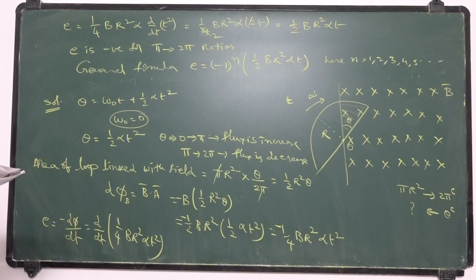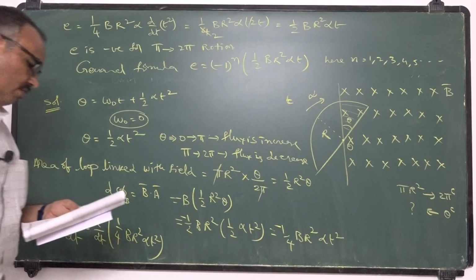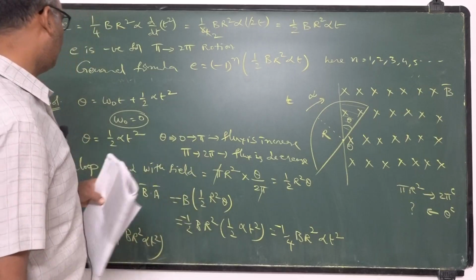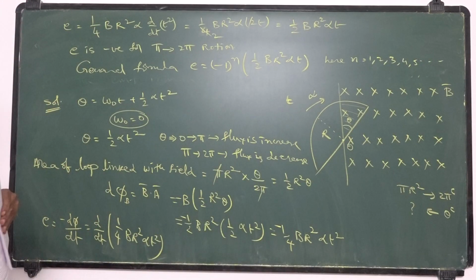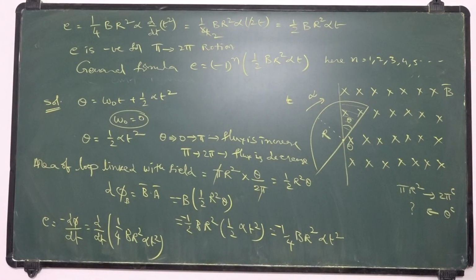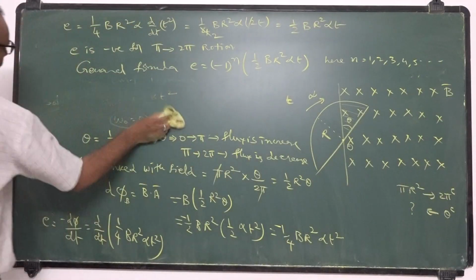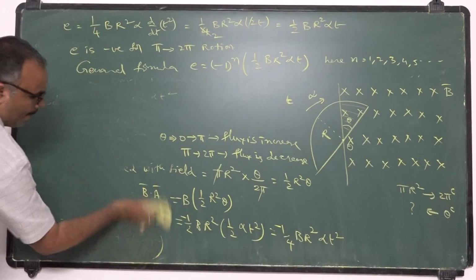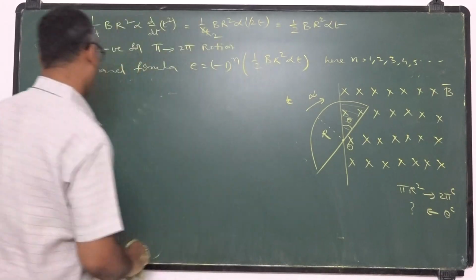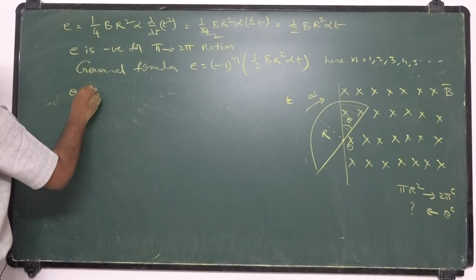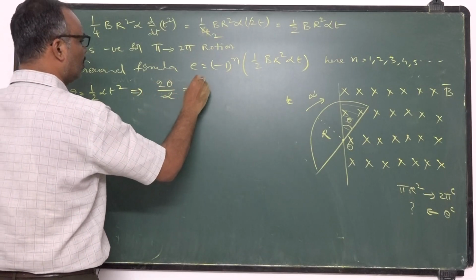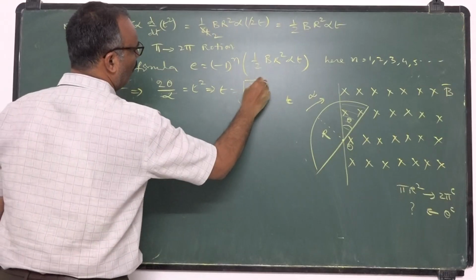Now, if you draw a graph between E and T, what would be the graph? So before that, what is the time taken by the loop to make rotation? Already we studied that theta is equal to half alpha t square. That implies 2 theta by alpha is equal to t square. That implies t is equal to root over 2 theta by alpha.